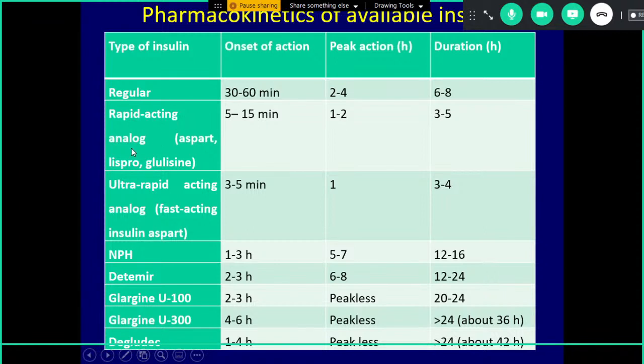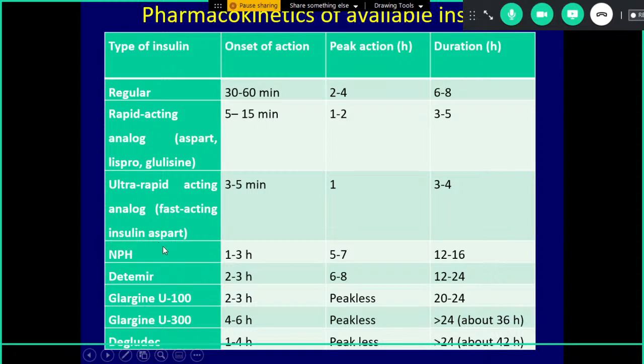In contrast, the rapid-acting analogs, aspart, lispro, glulisine, act pretty fast. So you can inject, wash your hands, sit down to your table and eat, and that's fine. The peak action is early, but the duration is short. There is now an ultra-rapid fast-acting analog, which is called FIASP, fast-acting insulin aspart, which has an onset of even 3 minutes, peak action within 1 hour, and a short duration.